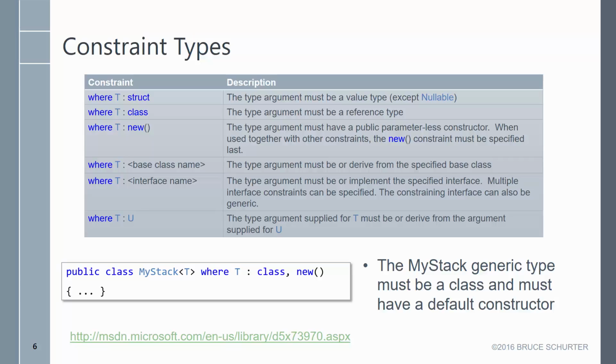You can look up that link at Microsoft.com for more information about this topic. And a simple example at the bottom shows our MyStack class again, but this time we are putting a constraint on T that it must be a reference type and have a default constructor. And just as we discussed before, it doesn't have to be a T, it's whatever legal name you wish to use.